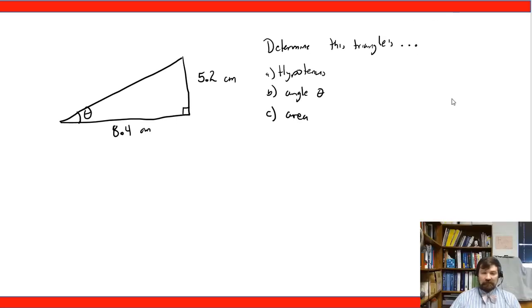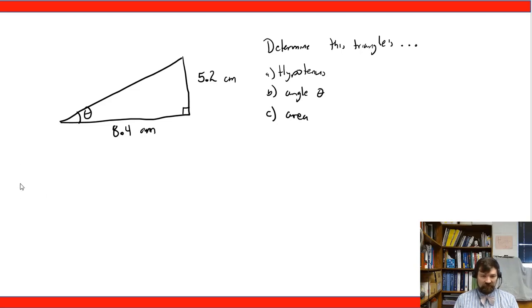last thing. All right, so here's a right triangle. I've even defined an angle theta within the right triangle for you. It has two side lengths given. Well, one of them is 8.4 centimeters, the other is 5.2 centimeters. And what you need to do is determine the hypotenuse, that's this side, the value of the angle theta, maybe in degrees, and the area of this triangle. So go ahead and pause the video here and calculate those things, and then check your answers against mine.